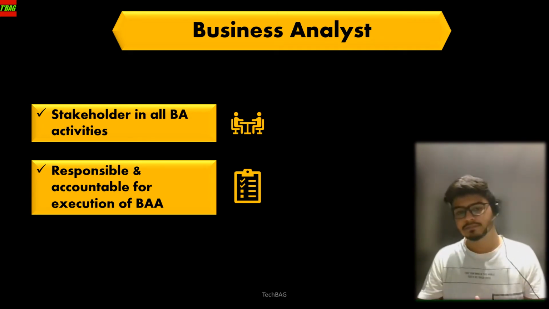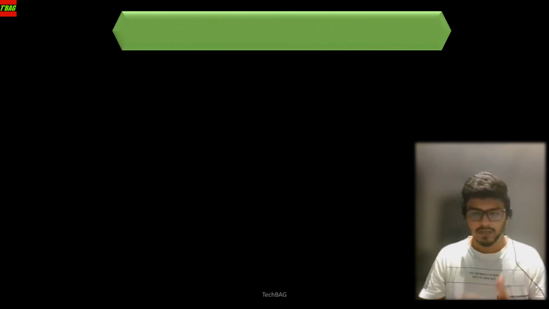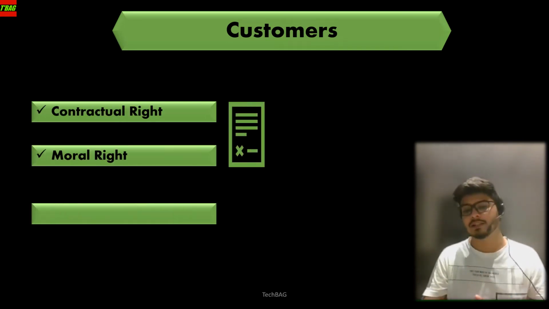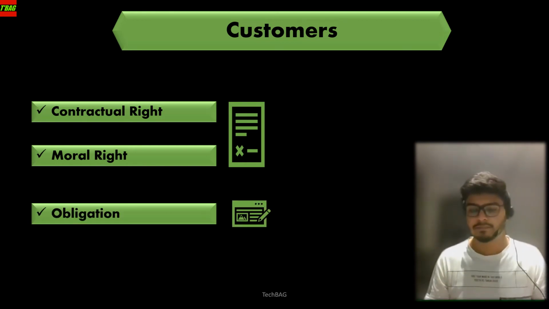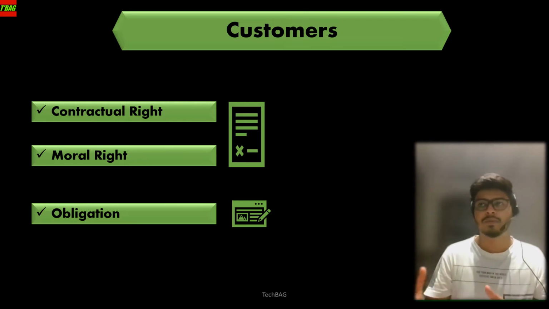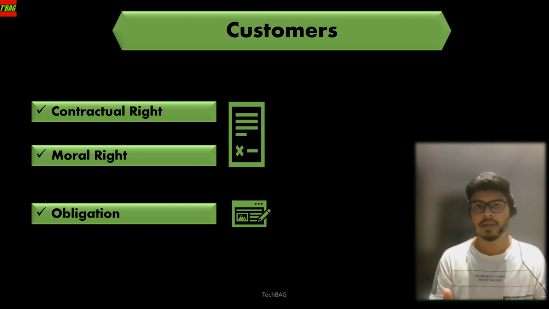Moving to the next slide, we have the next stakeholder, that's the customer. The customer is the one who actually buys a product. He might not be the one who would actually use the product, but he is the one who buys the product. So he has some contractual rights and moral rights with the enterprise so that the obligations are met by the enterprise. Suppose we take the example of buying some product from a supermarket: the buyer is a customer, and the one who actually uses it is the end user.